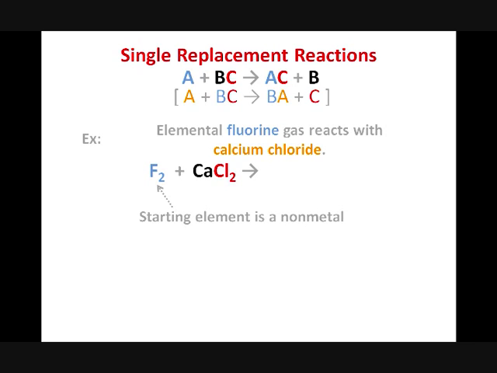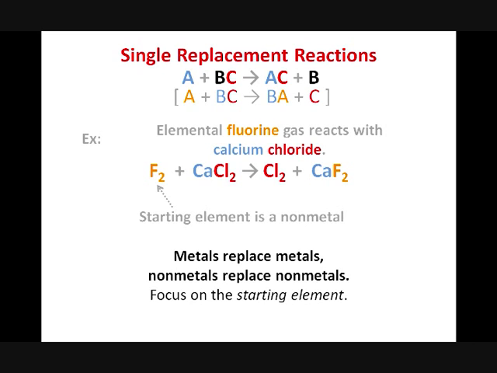It's from group 7A. This is a single replacement reaction where two nonmetals are going to replace each other and switch places to form a new element and a new compound. That gives us elemental chlorine gas as our new element and calcium fluoride, CaF2, as our new compound. The nonmetals have switched places.